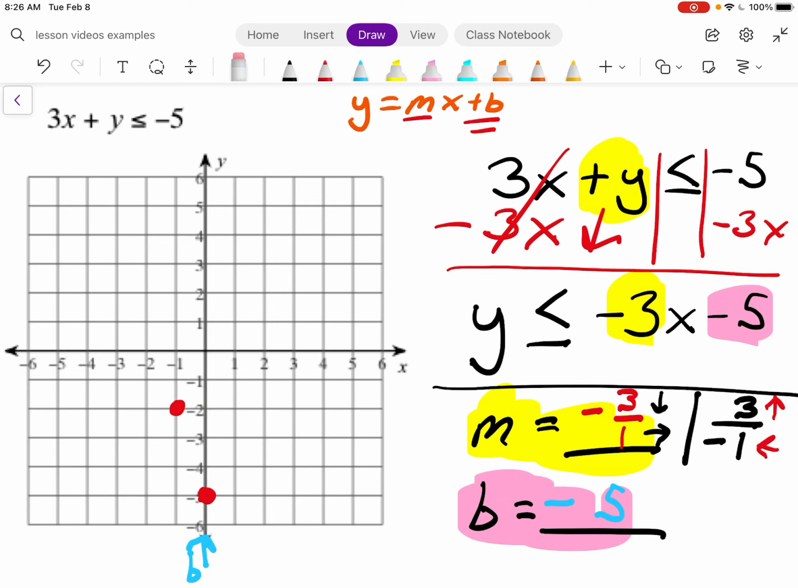And with this, I know that I am going to be graphing my line, and since it is less than or equal to, this is going to be a solid line. And I am going to shade below, so I'll pick any point on my coordinate plane, go below it, and you can see the shaded area below for our solution.